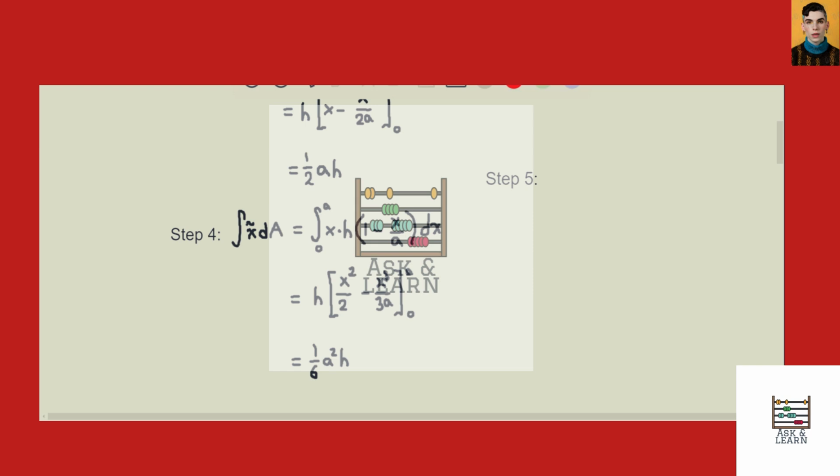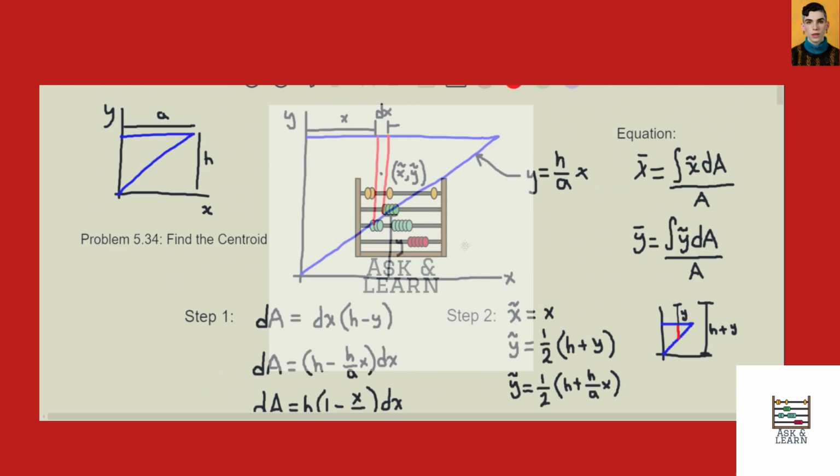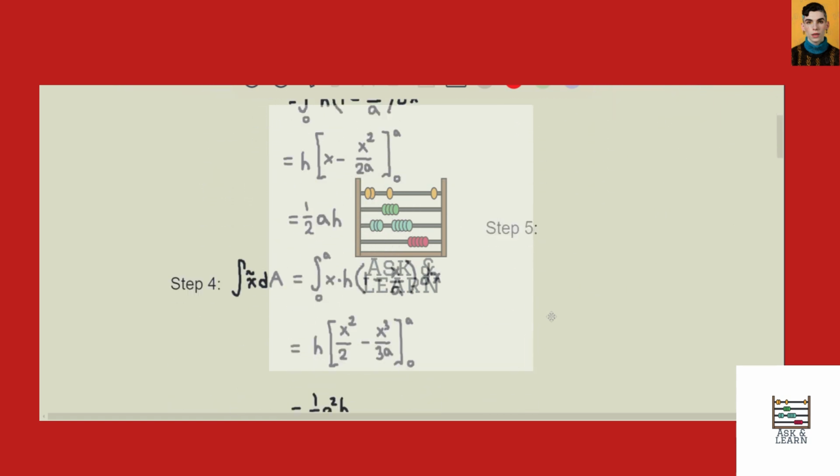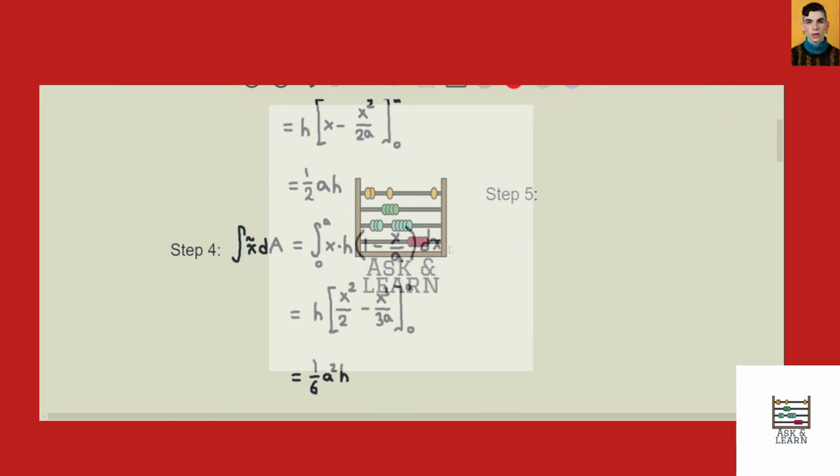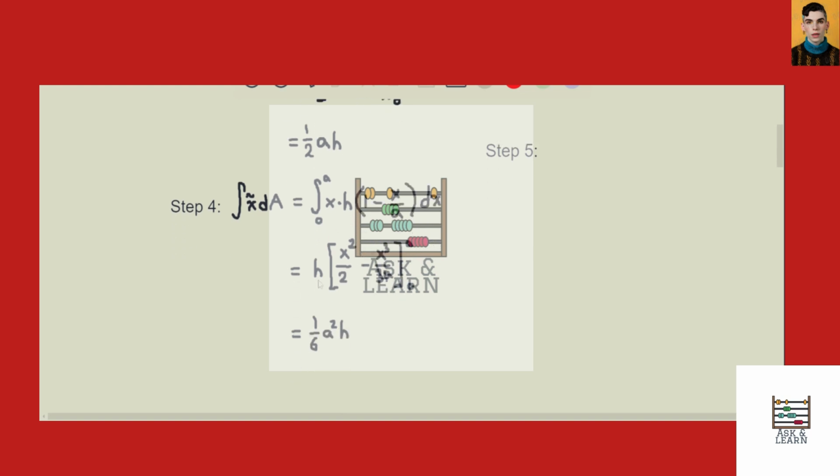Next, we do the integral for x tilde dA. We just have x tilde, which we remember is just x. dA we solved for right here. So I bring that down, take the integral from 0 to a. We can pull that h out again because it's a constant, and this simplifies to 1/6 a squared h.